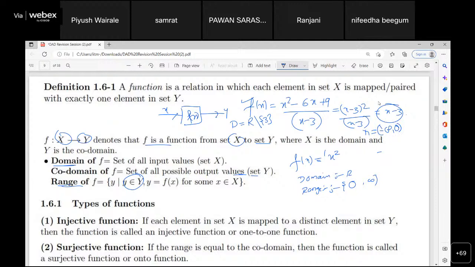But 0 is not included, right? Because we are already saying that x is not in our domain, right? So union of 0 to infinity. Hello, are you getting it?